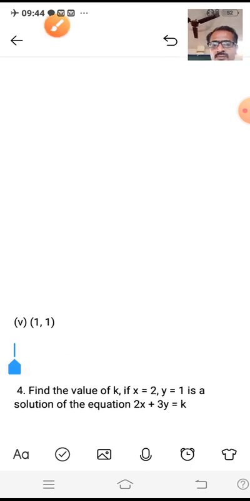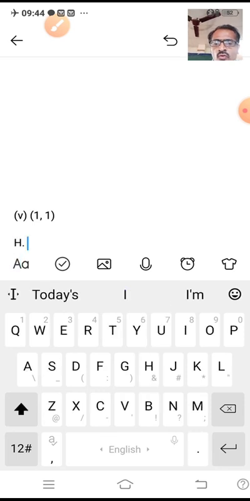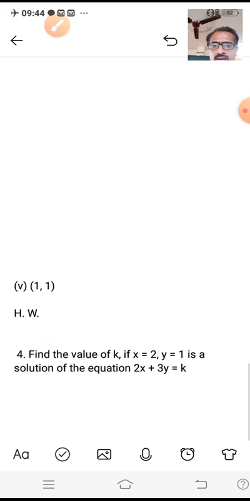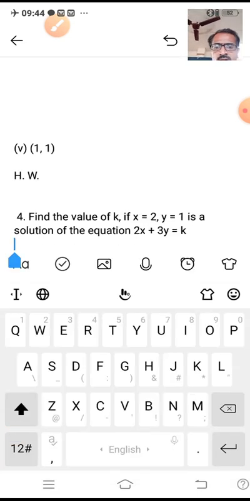This number 5 will be your homework. In the same way you have to solve it. No new method is there. Now let us solve question number 4.